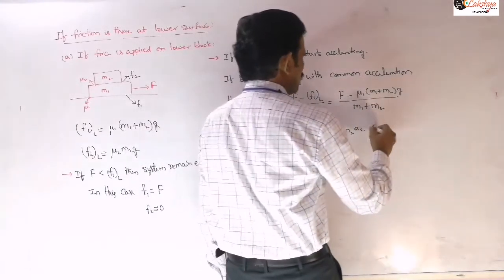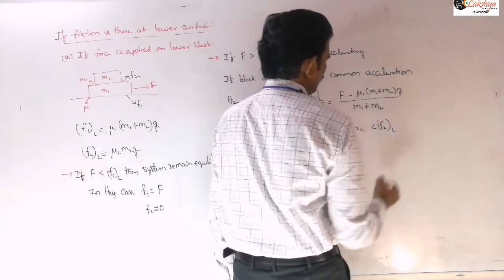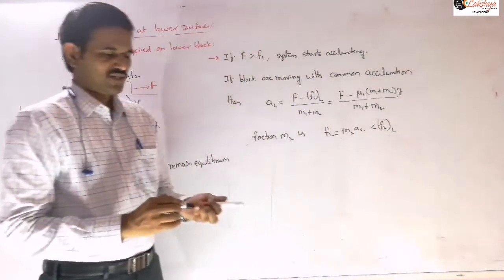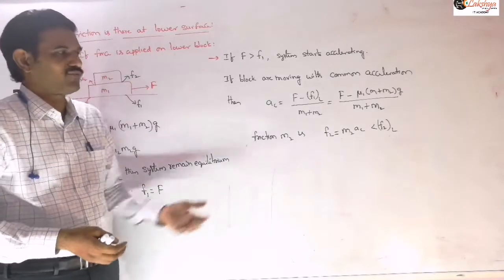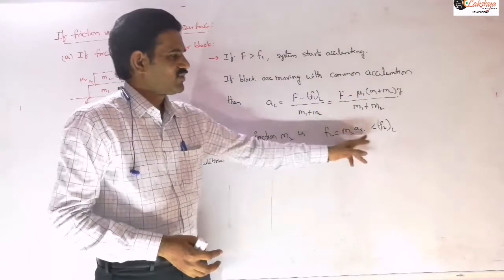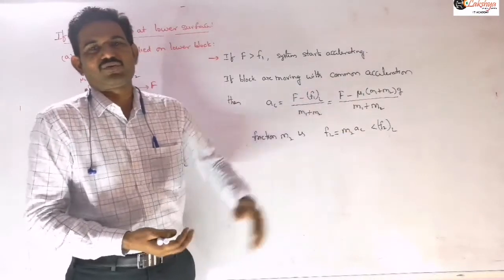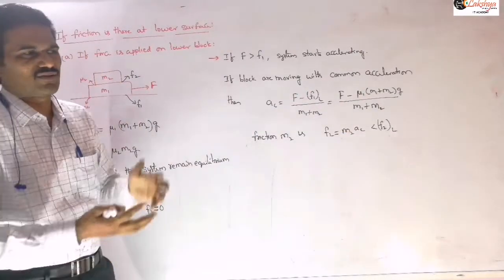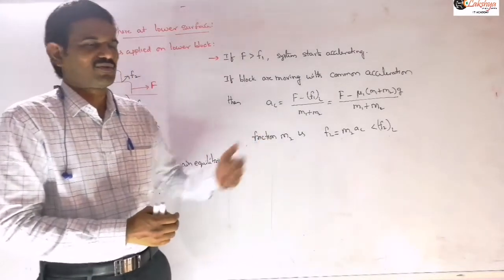And this frictional force should be less than F2 limiting. Just we can write this if the system is moving with common acceleration. That means even if you are confused whether it is moving with common acceleration or not, you can do it like this. If this F2 value is more than F2 limiting, then you can conclude that the system is not moving with the common acceleration. These principles are similar to our previous discussion in the previous classes.